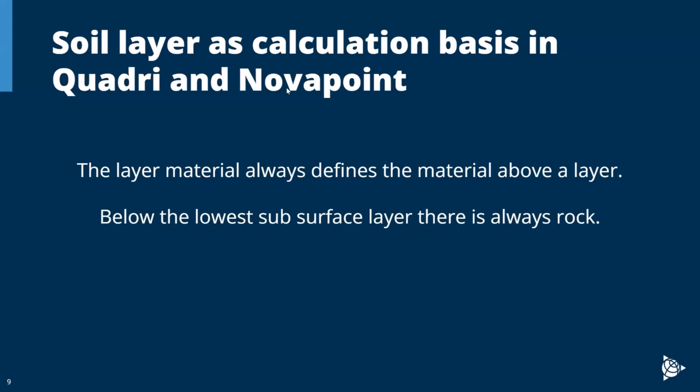The layer material always defines the material above the layer, as I described. And below the lowest subsurface layer, there is always rock. We're going to see this in the demo when we calculate the road models. Why this is important.